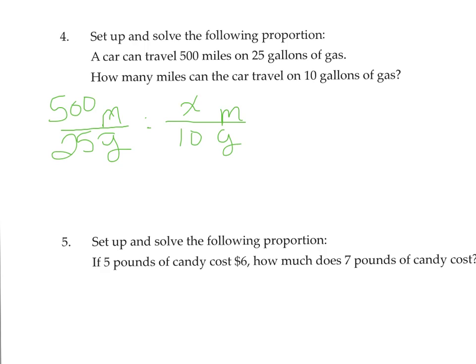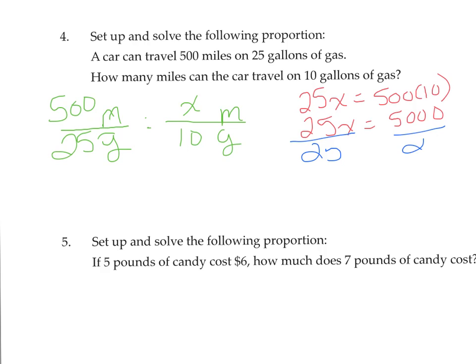All right, the cross products tell us that 25 times x equals 500 times 10. We simplify. We get 25x equals 5,000. We divide by 25 to isolate that x. We get x equals 200. Does that make sense? A car can travel 500 miles on 25 gallons, so 200 miles on 10 gallons. Yes, it does. That makes sense.